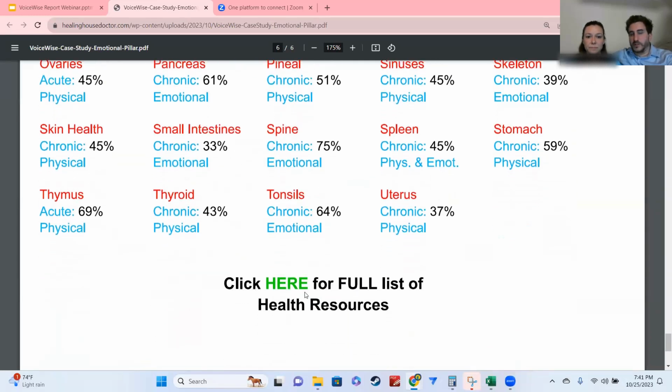And here we have a full list of resources. Even if you end up only doing this report once, great. Keep this report with you because the links for these resources will never change, and we will always continue to add new resources as we come across them, because we want you to have access to as many tools as possible. So this is a breakdown of the different things that we did and explained with this patient to move the needle immediately.